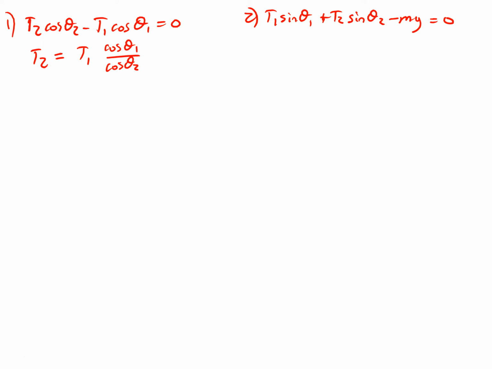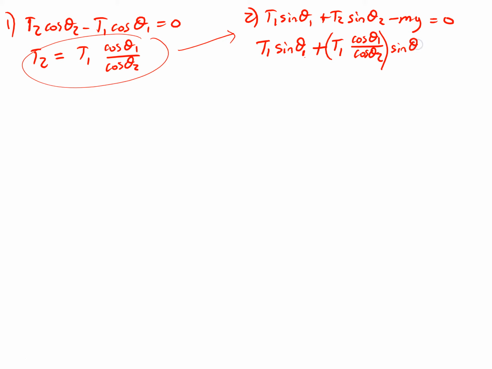Now I can go ahead and substitute this value in for T2 in the second equation. So if I take this and I put it into that equation, we get T1 sine theta 1 plus T1 cosine theta 1 over cosine theta 2 times sine of theta 2 minus mg is equal to 0. Right? Now we can just solve for T1. So take this equation here and solve for T1. And when you do the algebra and rearrange everything, you see that this is just mg divided by sine theta 1 plus cosine theta 1 times the tangent of theta 2.